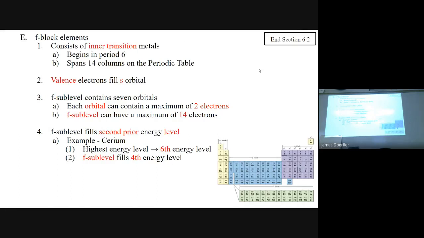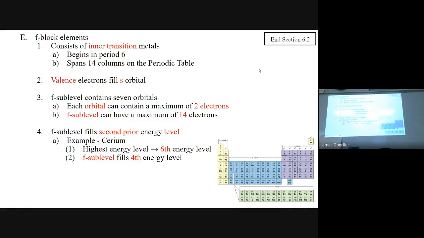And lastly, told you to be relatively quick today, the F block. These are called the inner transition metals. We encounter the F block in period 6. This time it spans 14 columns. Again, much like the D block, the F block is going to have its valence electrons also located in the S orbital. The F has 7 orbitals, each with a maximum of 2, therefore a total of 14 electrons.